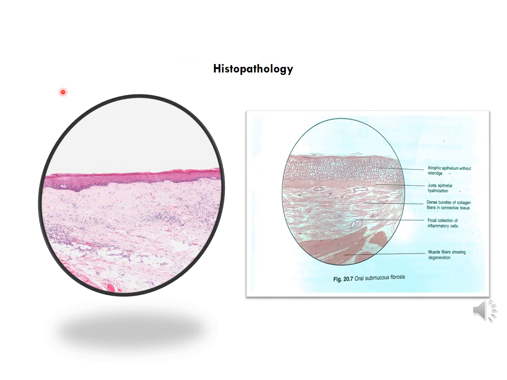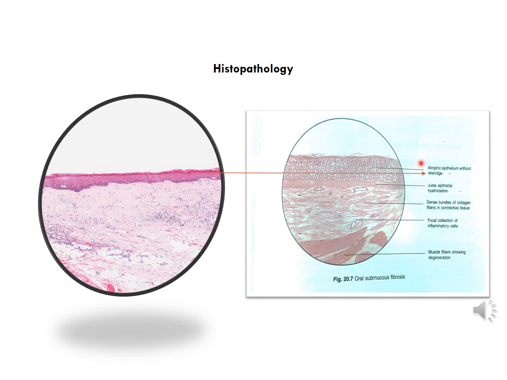Basically, I have put in a microscopic slide and also a diagrammatic representation with labeling over here. Okay, we'll take this one by one. So I hope you do recall the normal epithelial tissue, how it would look. Here in this case, we clearly see a flattened epithelium, right, with reduced thickness. So this is called atrophic epithelium, right? This is called atrophic epithelium without rete ridges. Okay, so without rete ridges.